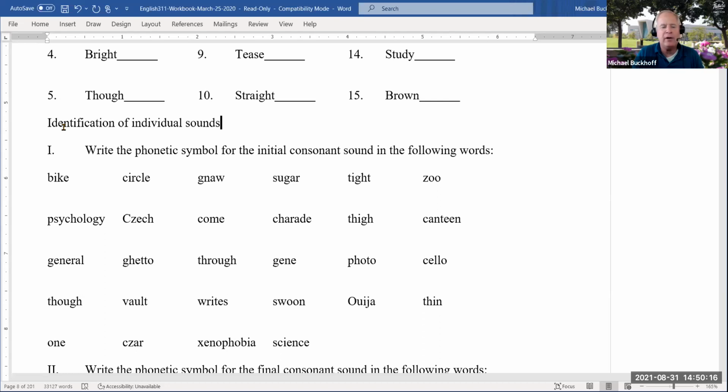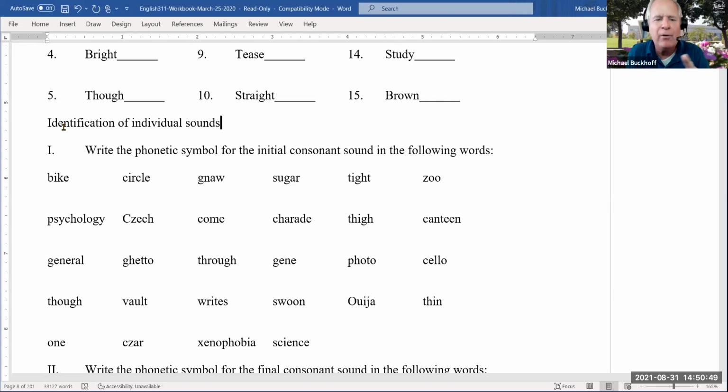Okay, you got the next one. Come, through, rights, xenophobia. No, it's xenophobia. Sugar. Great song by Maroon 5, right? Charade. Gene. Swoon. Science. Tight.